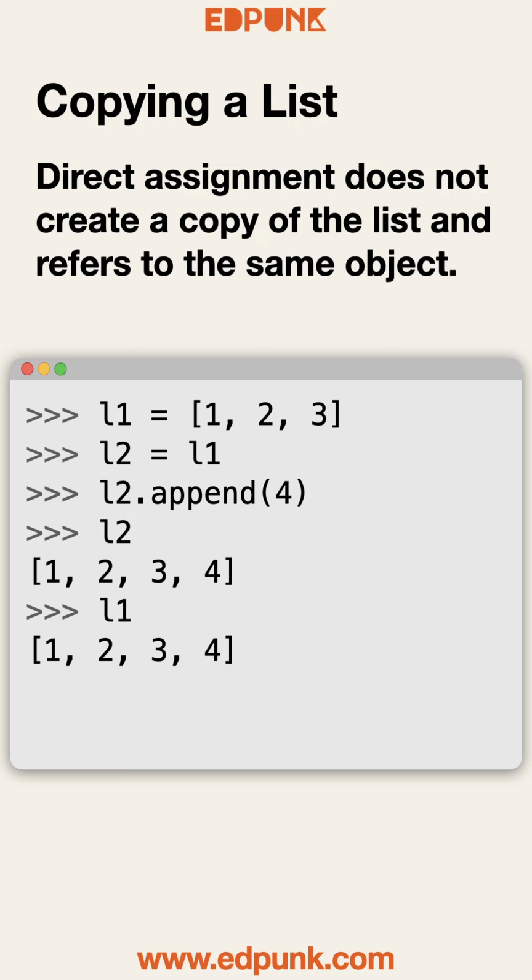This implies that direct assignment L2 = L1 does not create a new copy of L1 and points to the same object L1 is pointing at. We can verify this by performing the identity comparison. Let us execute L2 is L1. The value returned is True, which verifies both L1 and L2 reference the same object.